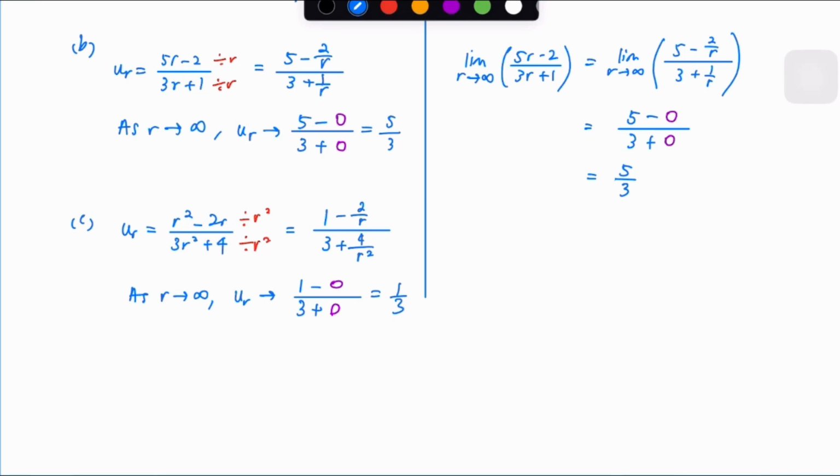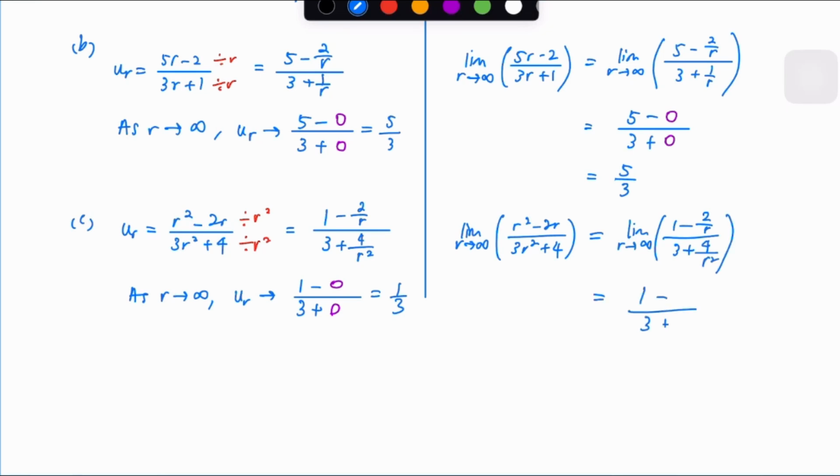In the same way, you can do the same for the next one. This one I won't say much. Same kind of working, just different notation. So this is how we write it. So this is for question 5.